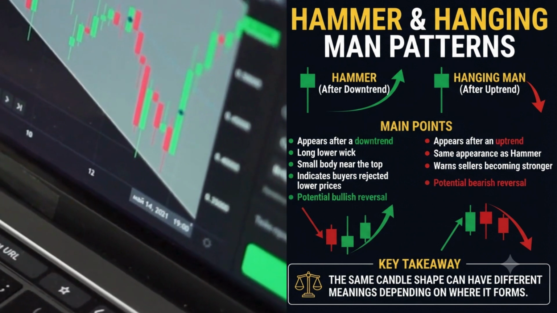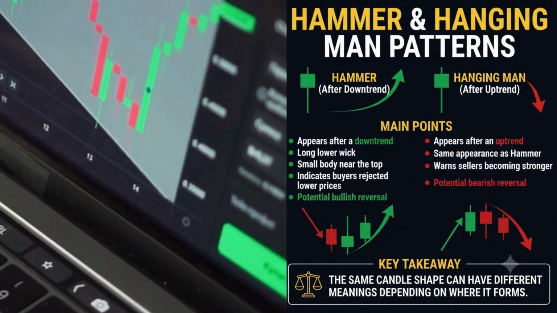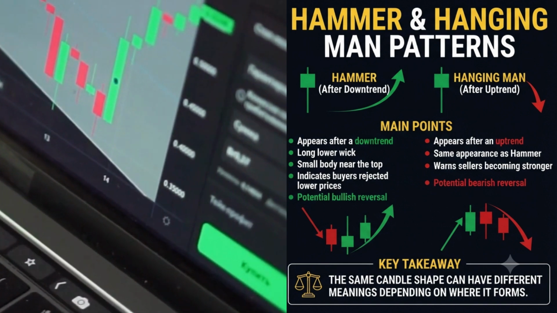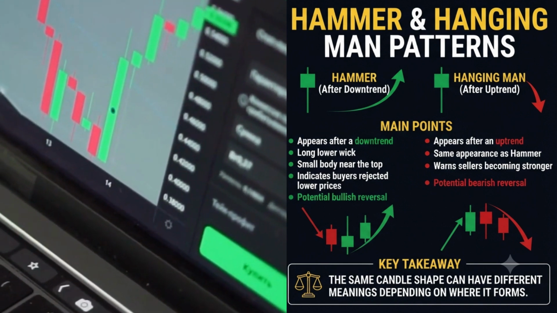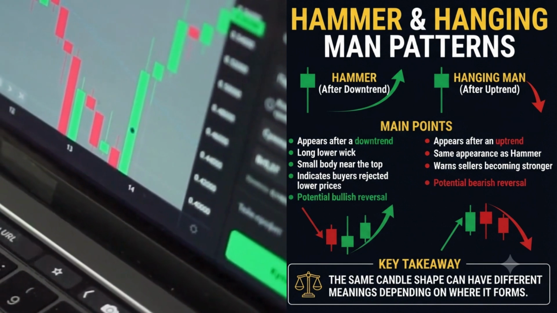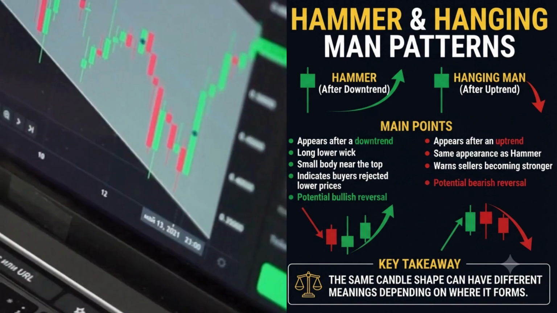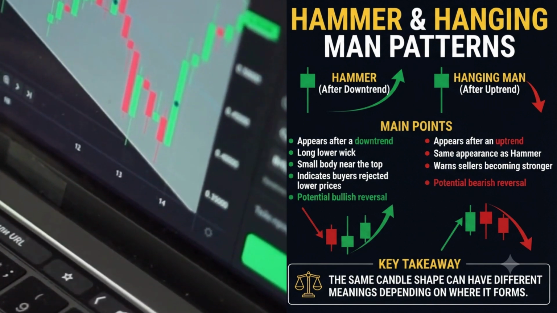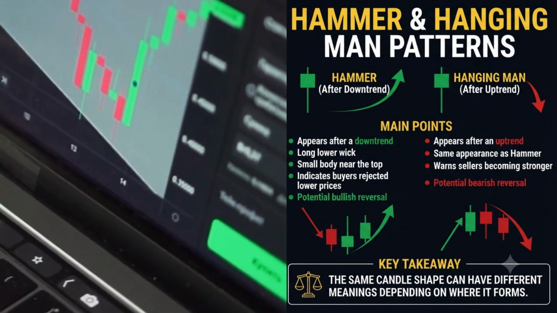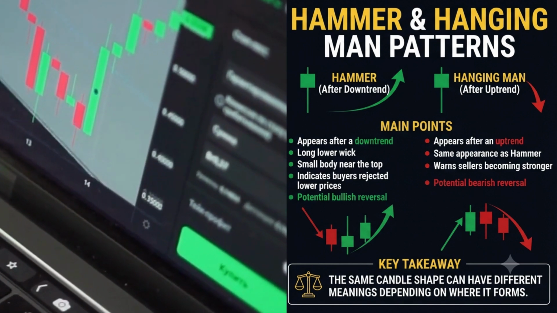Hammer and hanging man. The hammer and hanging man look almost identical, but their meanings depend on where they appear. A hammer forms after a downtrend. It has a small body near the top, a long lower wick, and very little or no upper wick. This pattern tells us sellers pushed prices much lower, but buyers fought back and closed the candle near the top. That buying pressure often signals a potential bullish reversal.